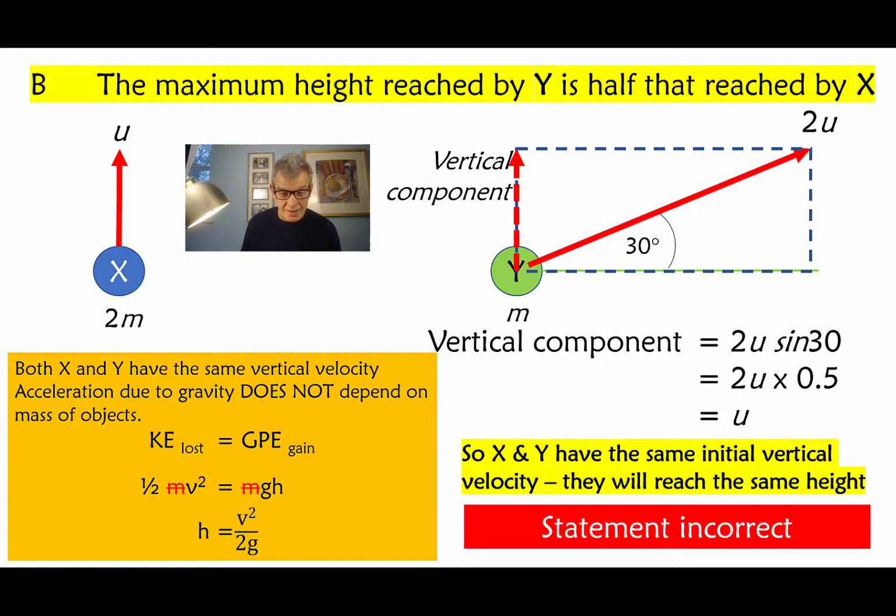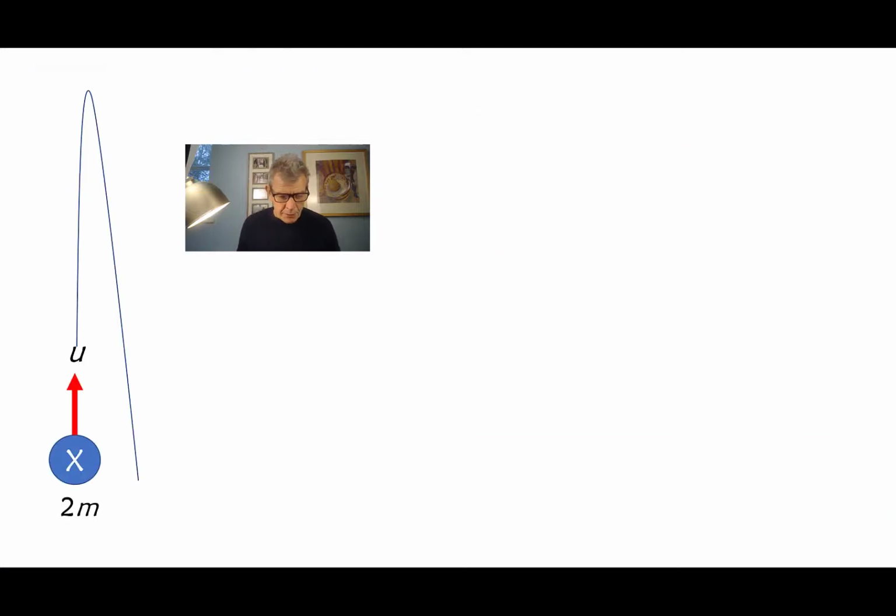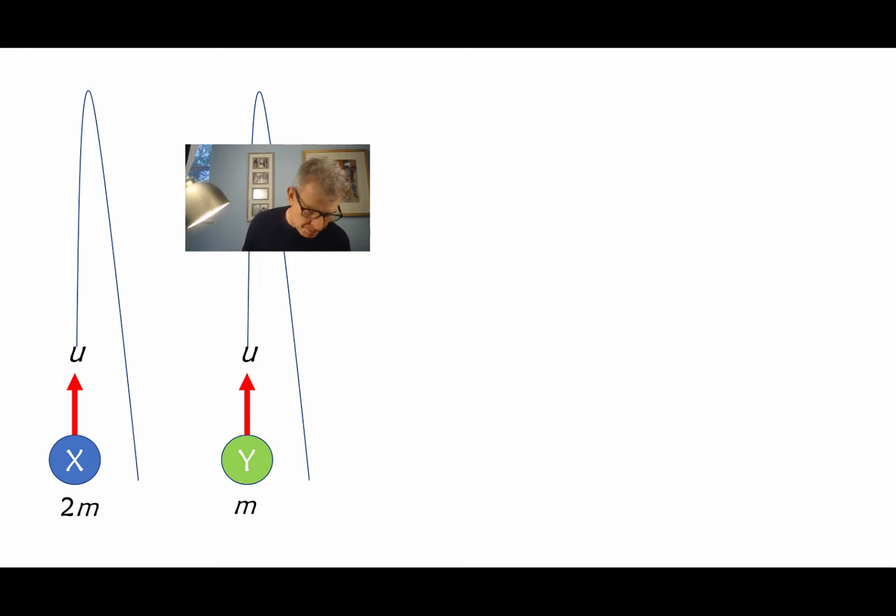So again, statement B is incorrect. Before we move on to statements C and D, let's just recap the situation. We know x and y have the same initial vertical velocity of u. X has a mass 2m, y has a mass m.